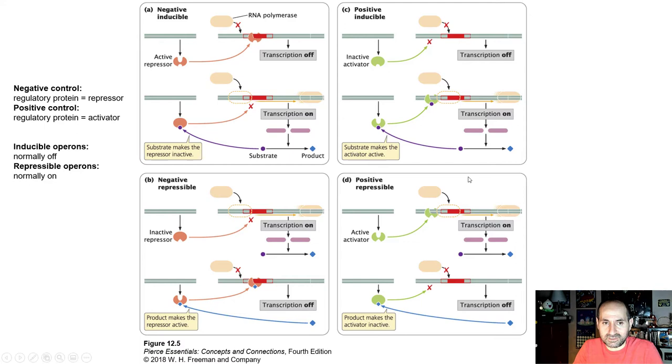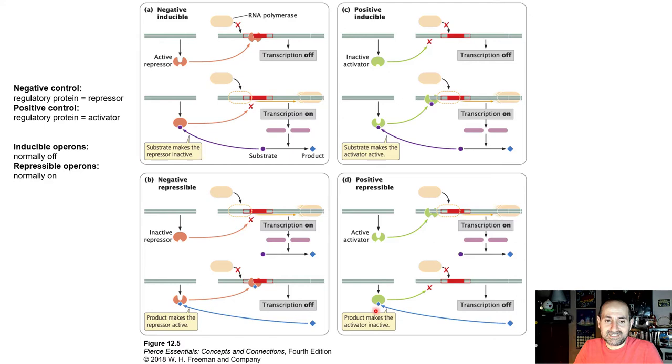And the last example here is a positive repressible. So what does this mean? Positive means you're dealing with an activator, and repressible means the gene is normally on. So look here, the operator is normally functioning. So what does that tell you about your activator? Well, that means that your activator is functioning all the time too. It's an active activator. So if there's a product of some sort, a product that can interact with that activator, that could inactivate the activator, blocking transcription.